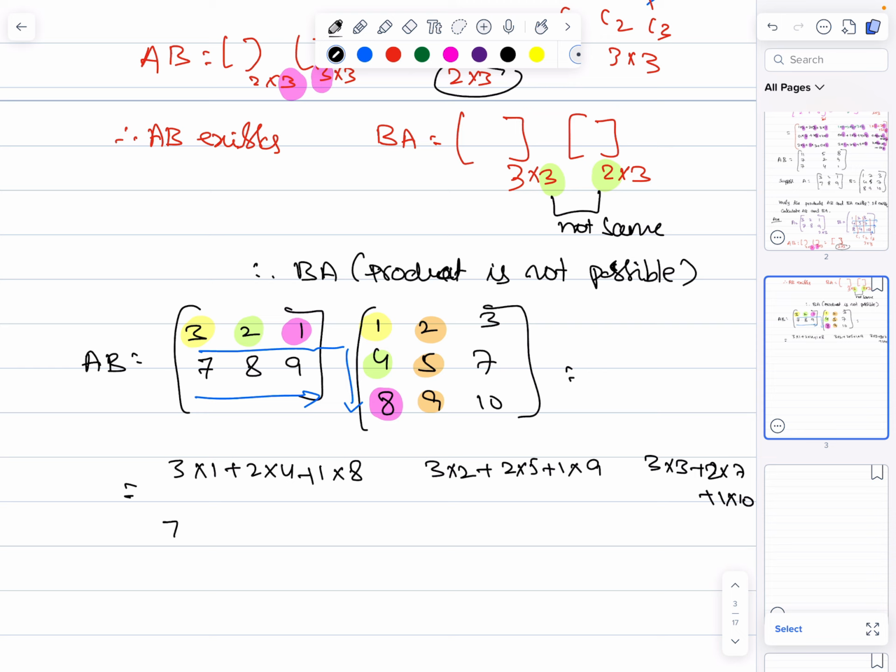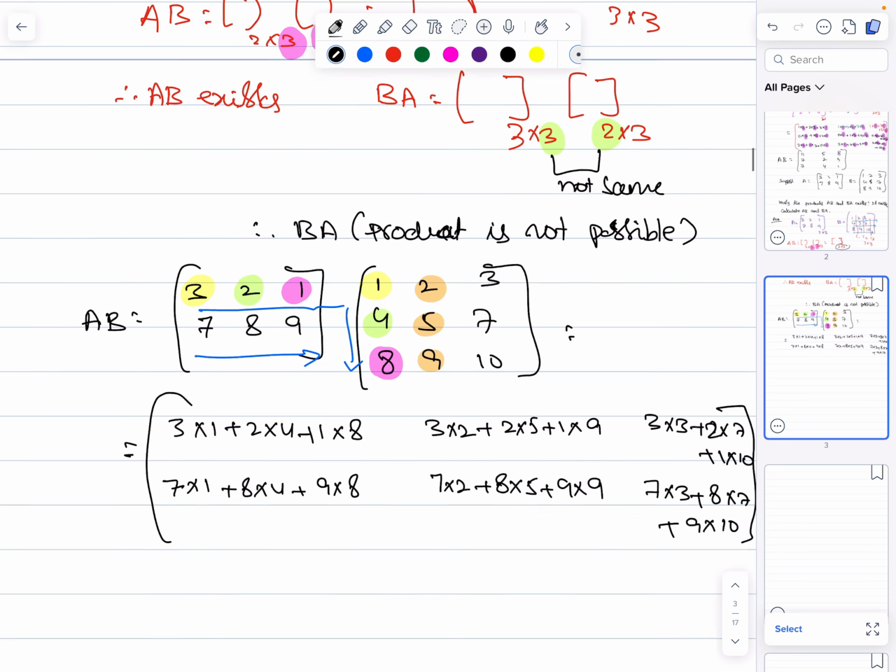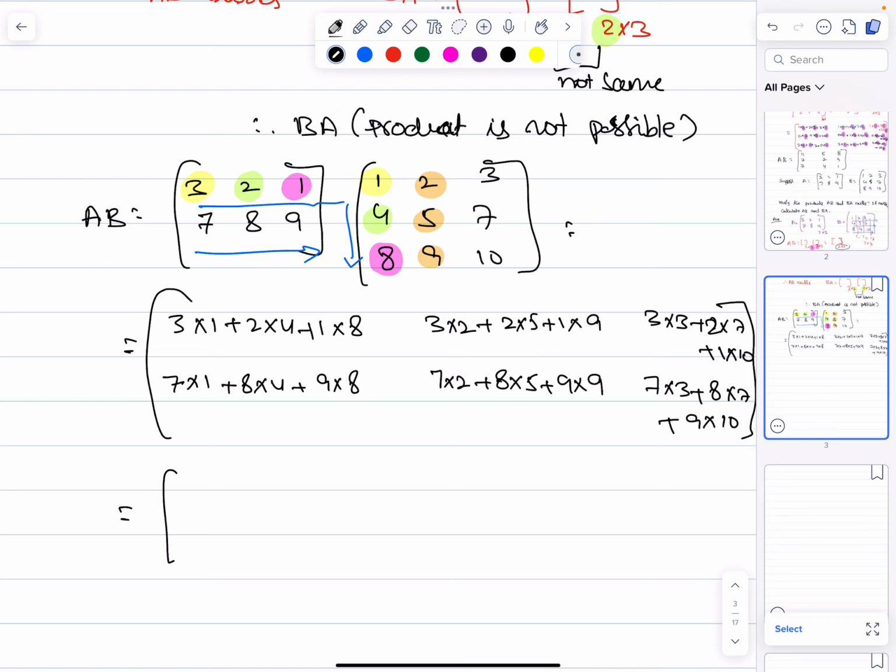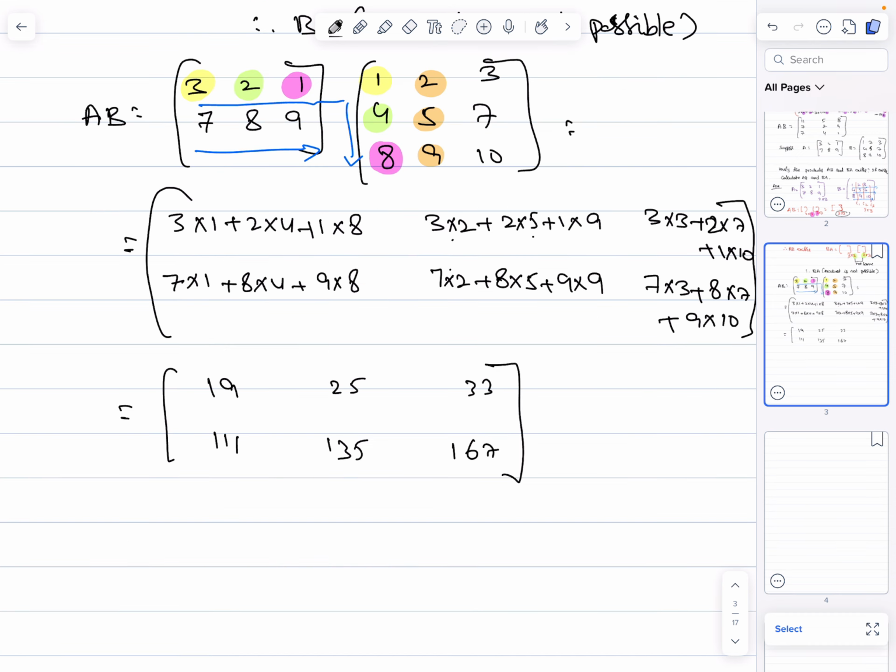So, 7 into 1 plus 8 into 4 plus 9 into 8, and 7 into 2 plus 8 into 5 plus 9 into 9. Since the second column is also done, I am moving to the third column, 7 into 3 plus 8 into 7 plus 9 into 10. This is my matrix and I have to simplify further. This is equal to 8, 8, 16. So this is the result of AB.